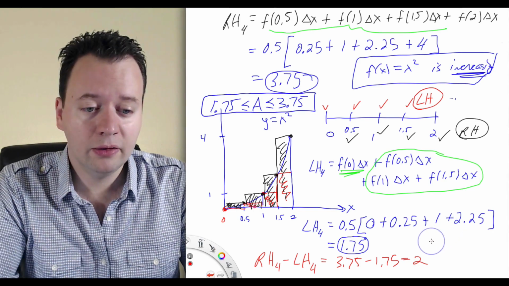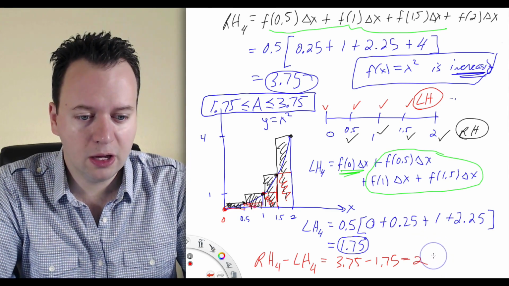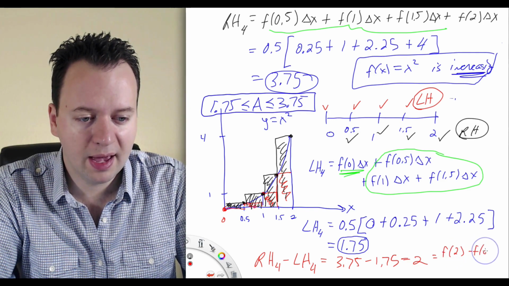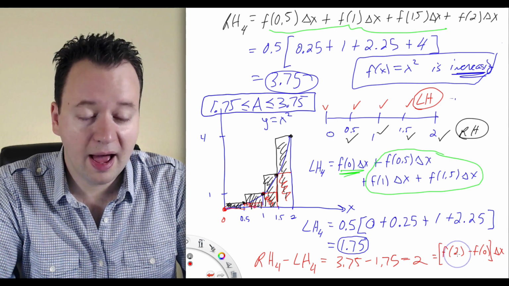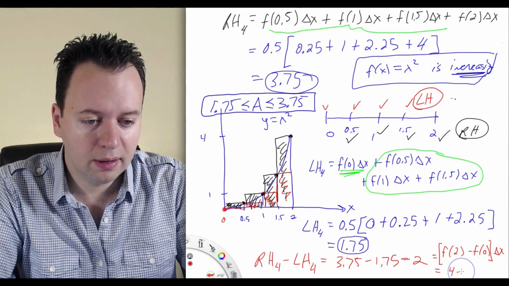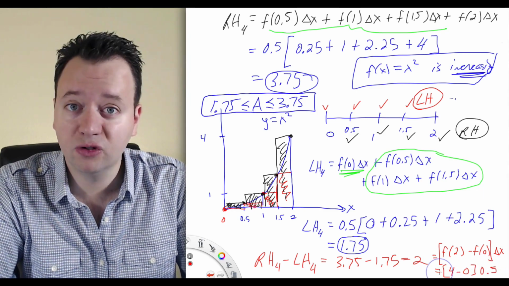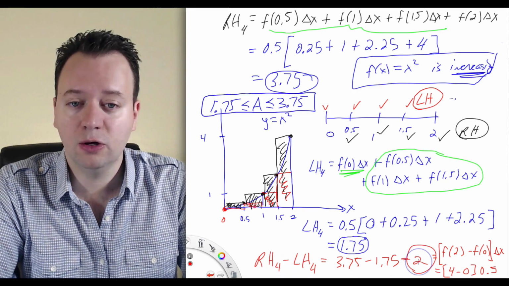Now, as it turns out, there's a formula for this, as we saw, and it should be equal to f of b, so that's f of 2, minus f of a, and then all times delta x. Well, f of 2 is 4, and f of 0 is 0, and delta x is 0.5. So the formula works. A half times 4 is 2. So the difference between the two Riemann sums is equal to 2.